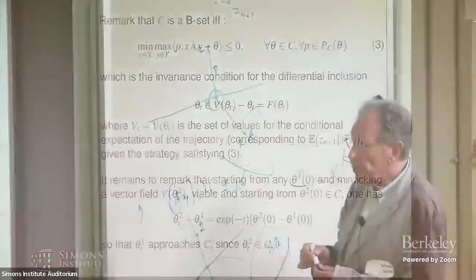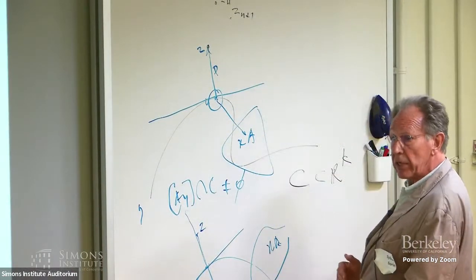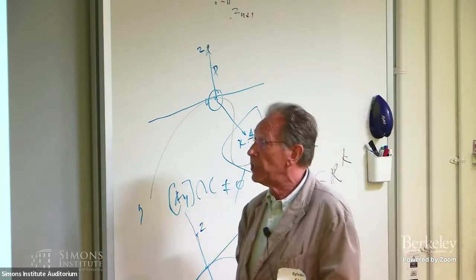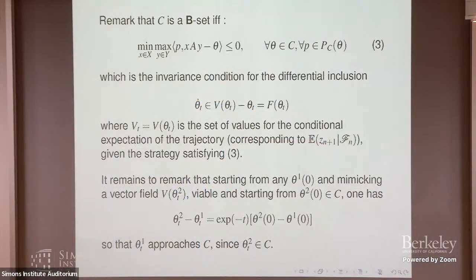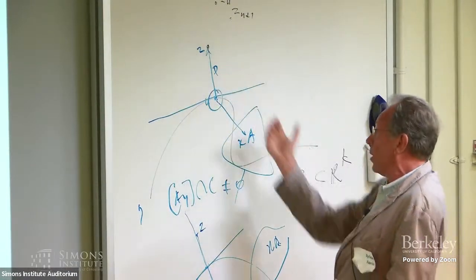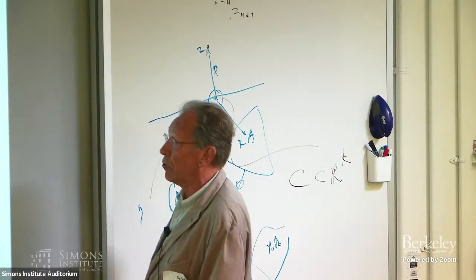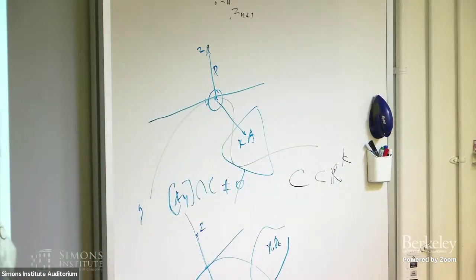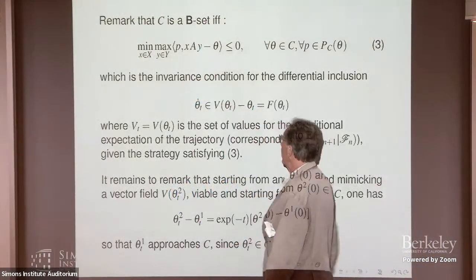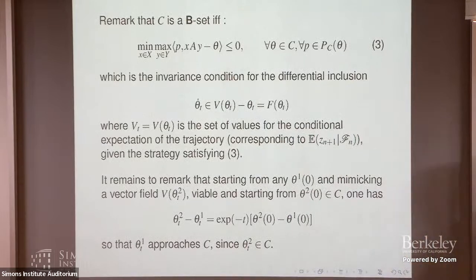So Blackwell strategy is starting from outside. You look at the closest point, and you want to be on this side. Nagumo's theorem says this. The other says you are inside. You look at the point on the boundary, you look at the proximal map, and you want to stay here. So it's exactly the invariance condition for the differential inclusion, where V corresponds to the actual payoff at stage t, and theta was this. So this explains that Blackwell's condition or Nagumo's condition or viability condition are the same.